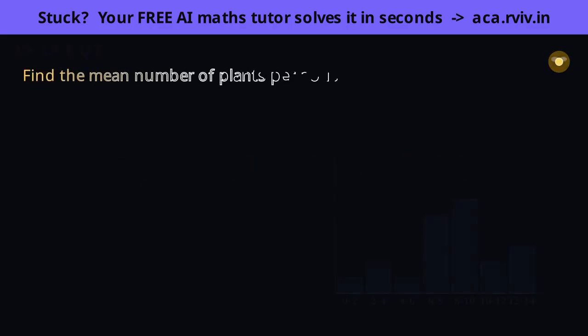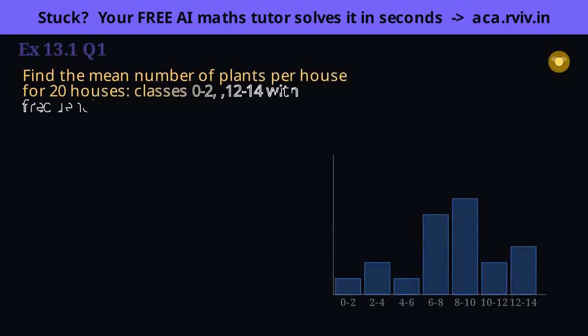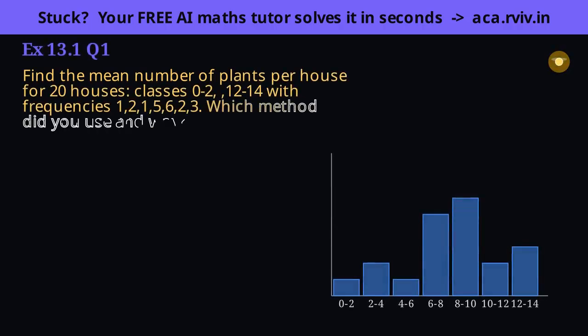Small class marks, the direct method is the natural choice, no shortcut needed. The question even asks which method and why, so let's reason it out. The class marks here are tiny, single digits, so multiplying by frequencies is easy and the direct method is the natural pick. An assumed mean would save nothing.